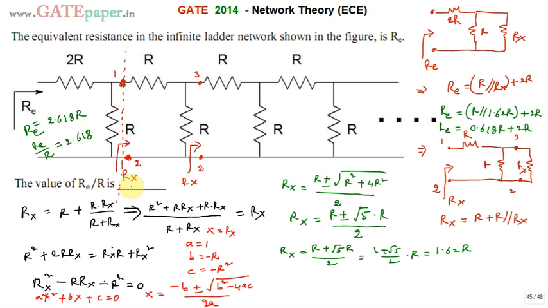So the ratio required is 2.618, or approximately 2.62. So the right answer for this question is Re by R is equal to 2.62.